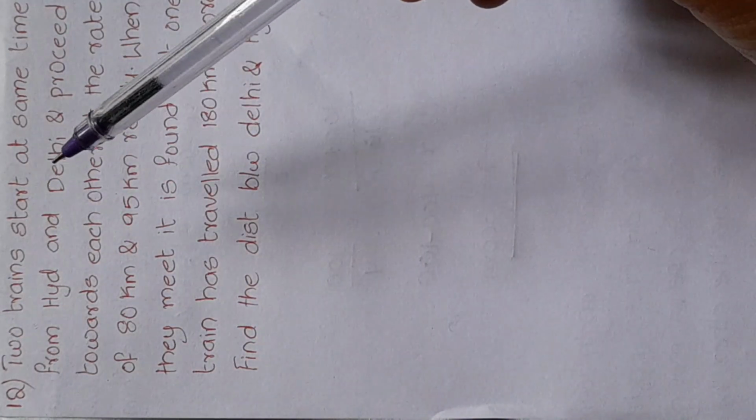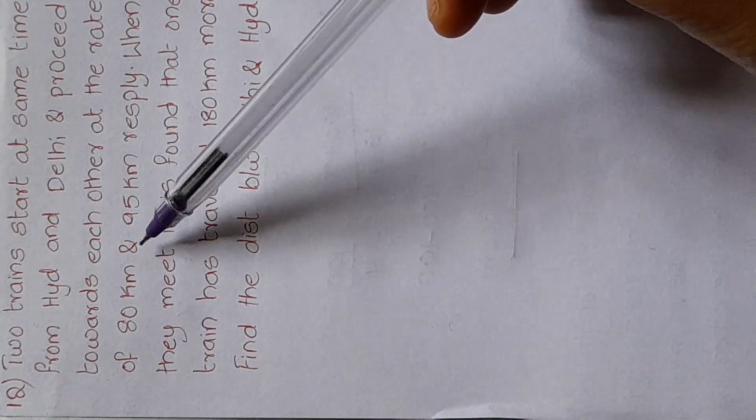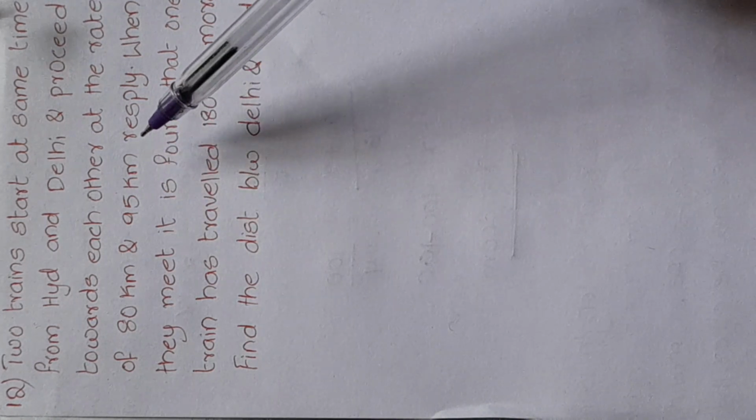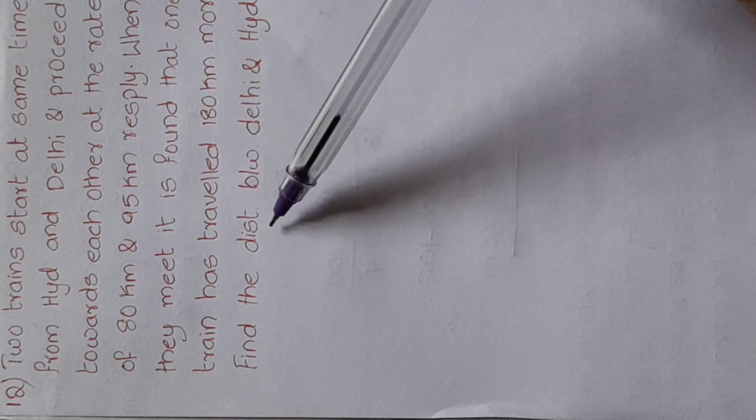Let us continue the trains topic. Question number 12. Two trains start at the same time from Hyderabad and Delhi and proceed towards each other at the rate of 80 km per hour and 95 km per hour respectively. When they meet, it is found that one train has travelled 180 km more. Find the distance between Delhi and Hyderabad.